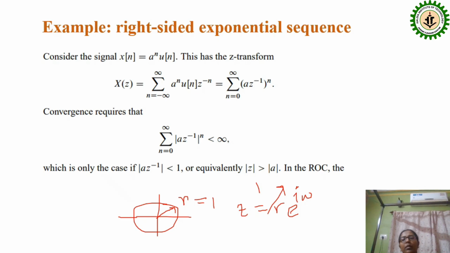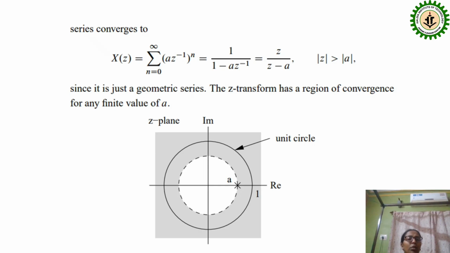Now the point is, what is the ROC? The ROC should be mod of a into z inverse less than 1, which means within the unity circle. So the series will converge if this holds. If the series is expanded, you get 1 divided by 1 minus a z inverse, which is equivalent to z divided by z minus a. That means mod z greater than mod a.